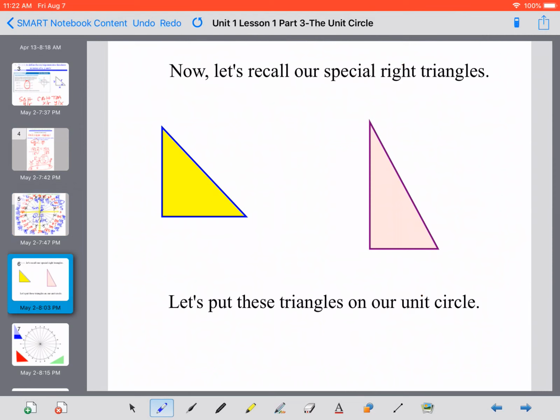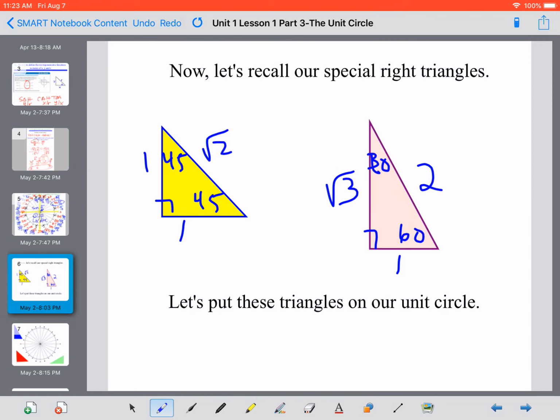All right, we need to recall our special right triangles. So remember that in a 45, 45, 90 triangle, these are each 1, and my hypotenuse is root 2. In a 30, 60, 90 triangle, so this would be my 30, this would be my 60, your hypotenuse is 2, the side across from 30 is half that, and this is your root 3. But we're about to put these on a unit circle.